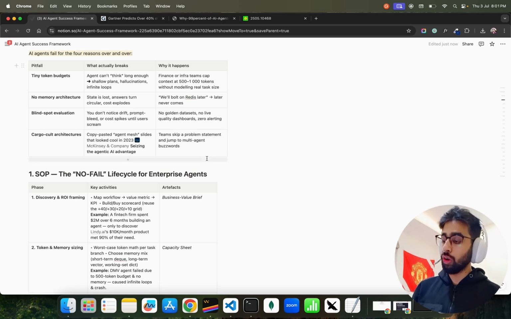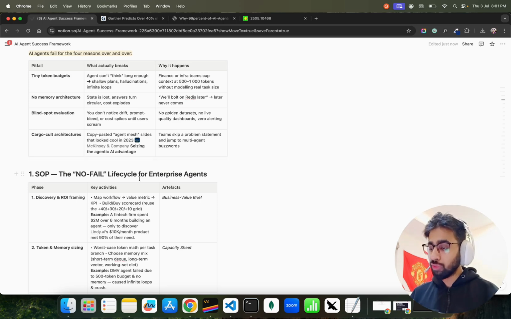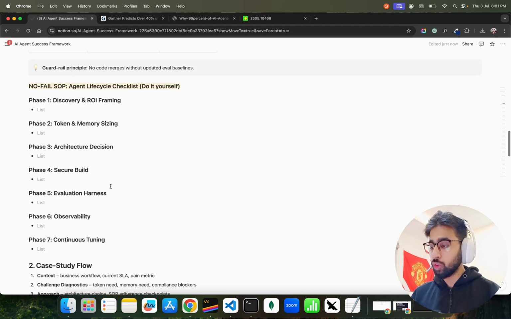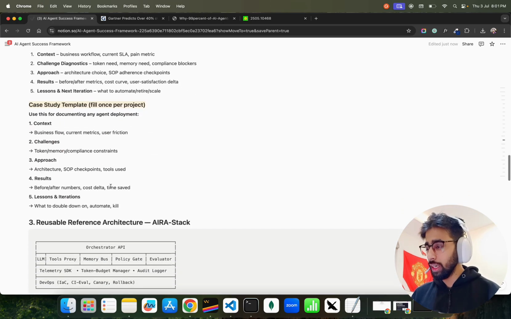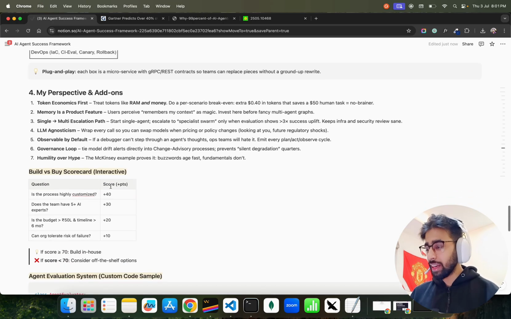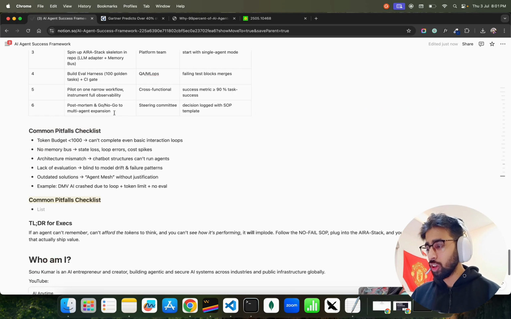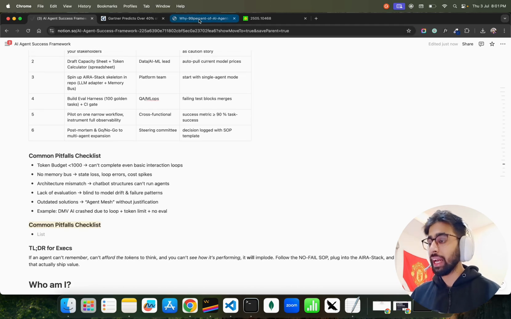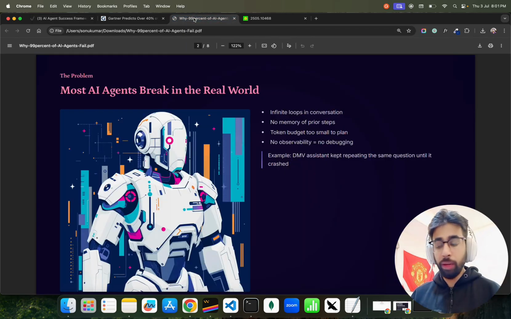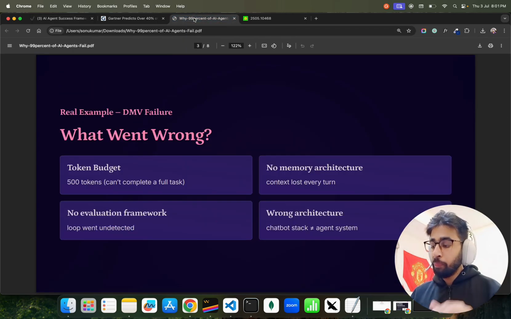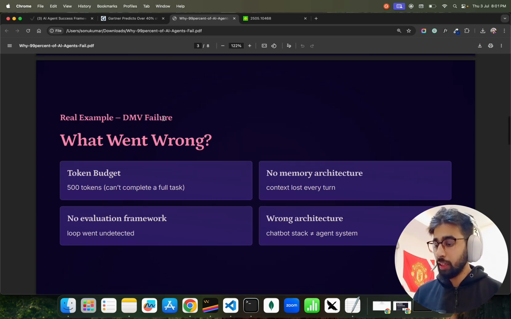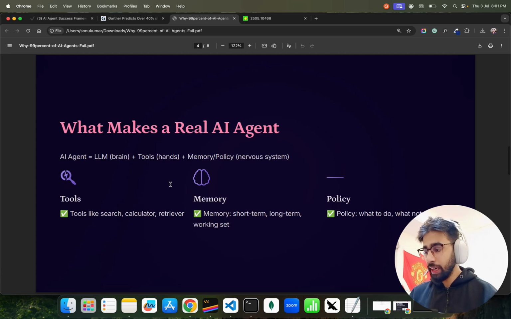So I created this no-fail lifecycle. It's an SOP that one should look at in order to do it. And then I have architecture, my perspective, add-ons, and common pitfalls. I created this entire framework that you can have a look at. You can see the same detailed breakdown here, the same thing that I have explained.